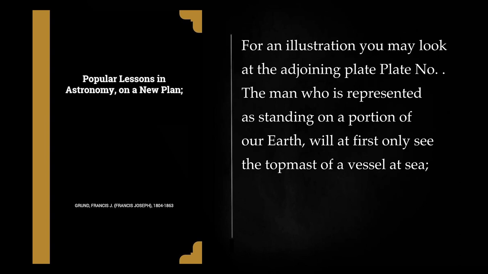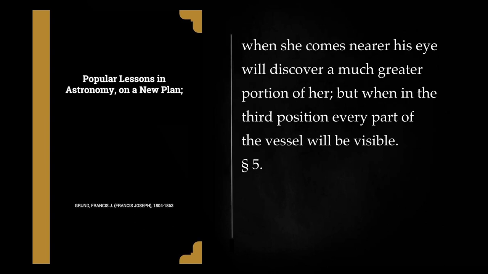The man who is represented as standing on a portion of our Earth will at first only see the topmast of a vessel at sea. When she comes nearer his eye will discover a much greater portion of her, but when in the third position every part of the vessel will be visible.